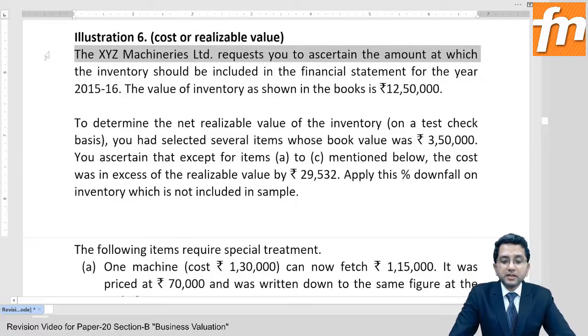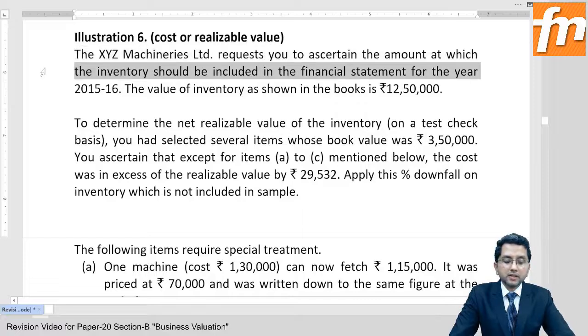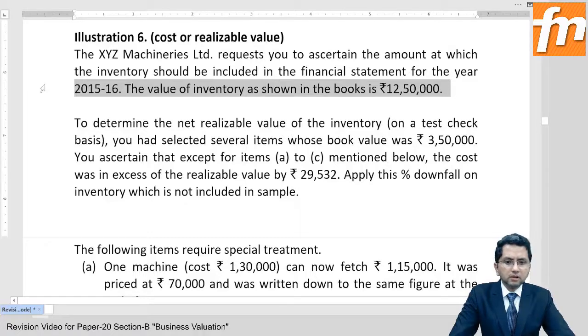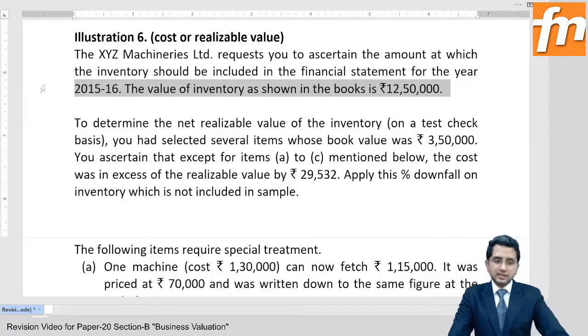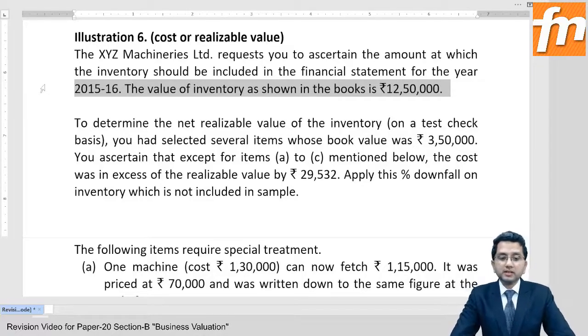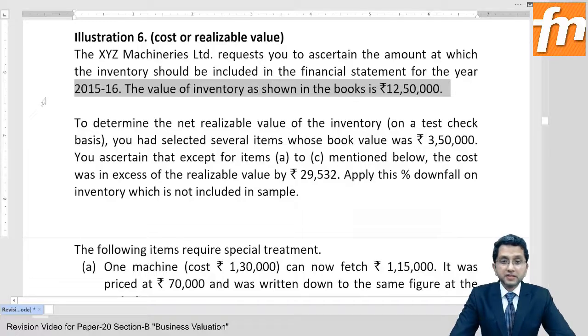The XYZ Machinery Limited requests you to ascertain the amount at which inventory should be included in the financial statements for the year 2015-16. Okay. The value of inventory as shown in the books of accounts is rupees 12,50,000. Fantastic. 12,50,000 is the amount of inventory shown in books of accounts. This is the current book value. I'm not saying this is cost. I'm not saying this is realizable value. I'm saying this is the book value. Because the book value may be either cost or it may be realizable value.